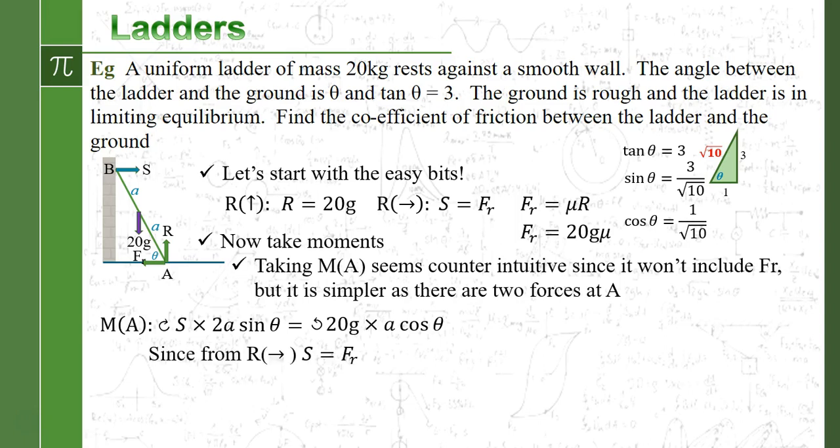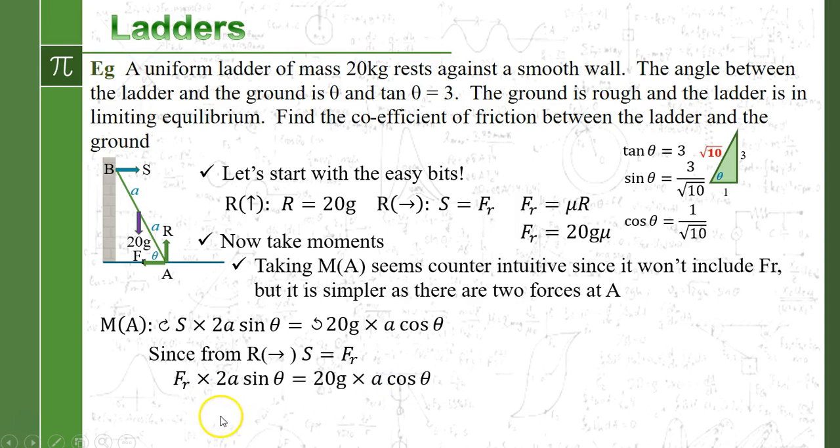Now, here we go. Coming from our horizontal resolving equation, we've got S equals friction, and so that means we can just do a straightforward substitution into here, and that's why taking moments about A is going to work for us in this case, because it's the friction we're going to need to deal with.